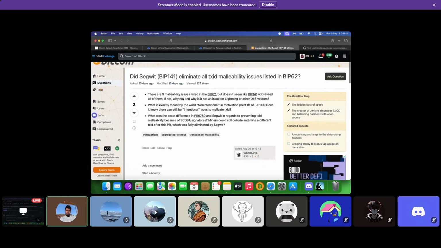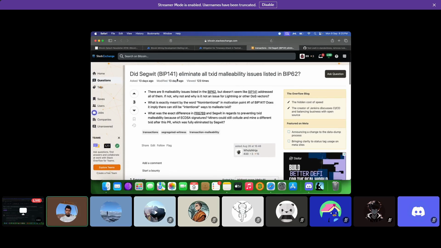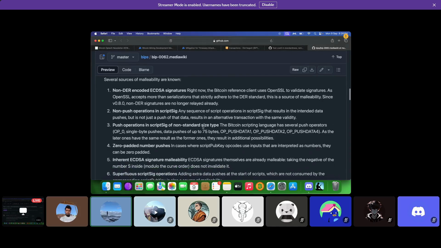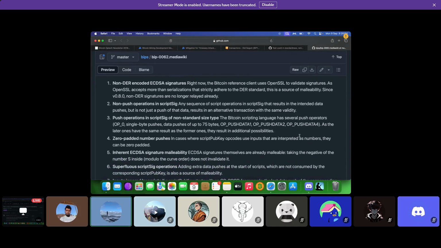All right. Yeah, Bala. The question is, did SegWit BIP 141 eliminate all TXID malleability issues listed in BIP 62? As Faisal mentioned, there are nine sources of transaction malleability that are listed in BIP 62. So let's just go over them and then figure out how BIP 141 fixes them. So the first source is non-DER encoded ECDSA signatures.